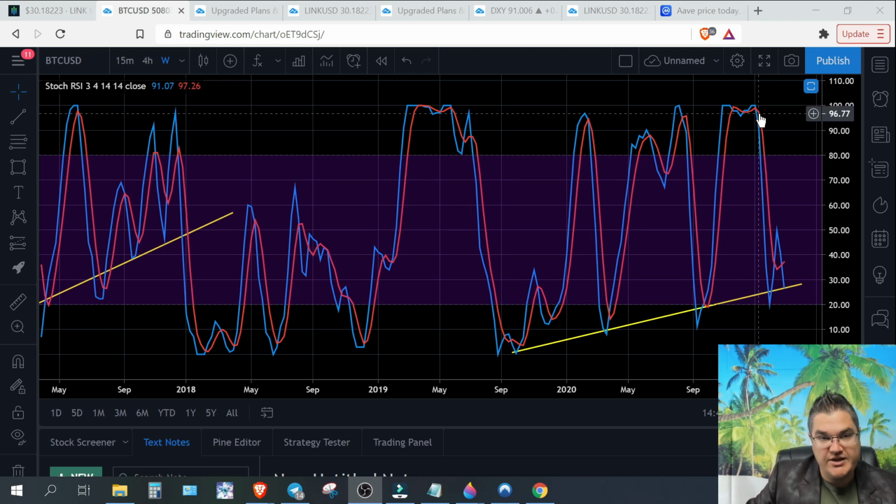So look at the red line. This is your average. This is kind of what you want to look for in the big moves. So look at how it's stopped here. And why is that important? Well, look how many times it's done that before. It hasn't done that in quite a long time.